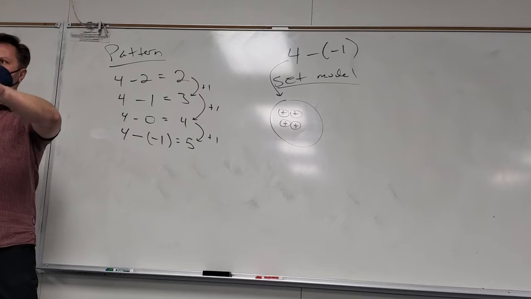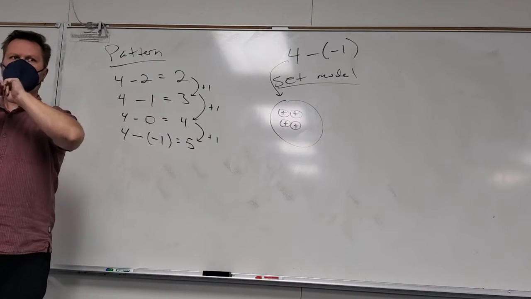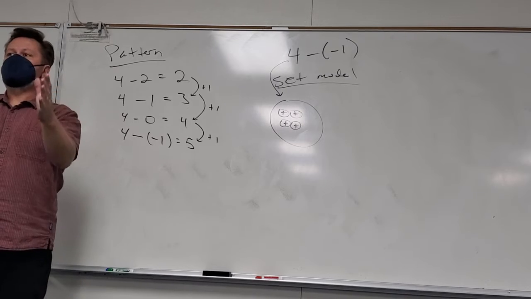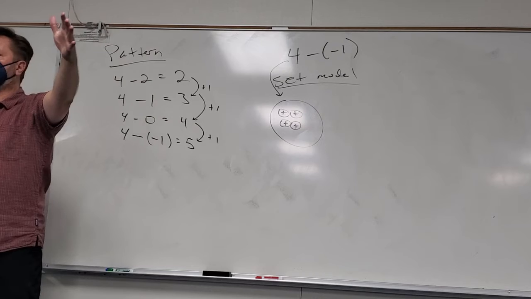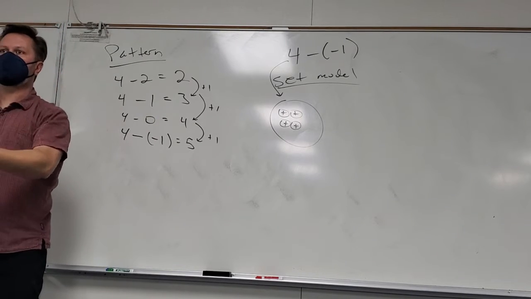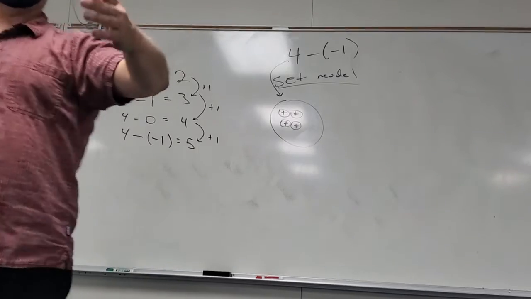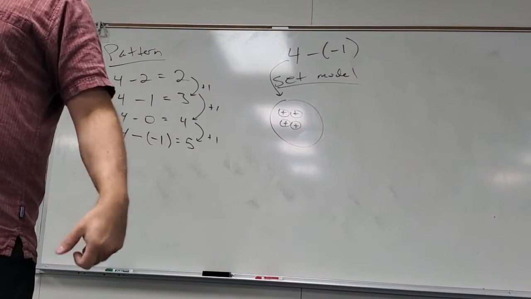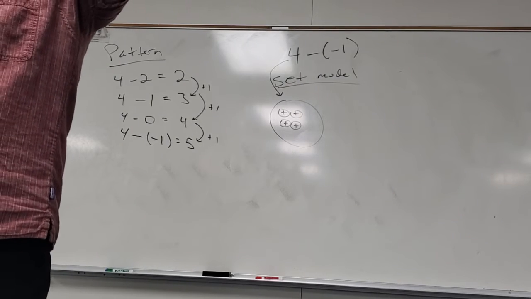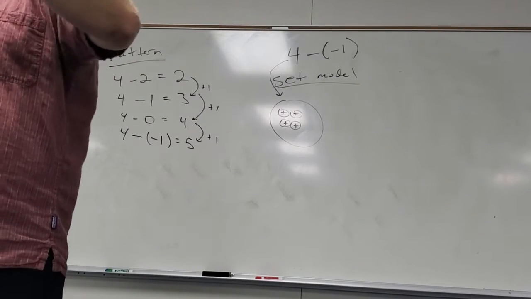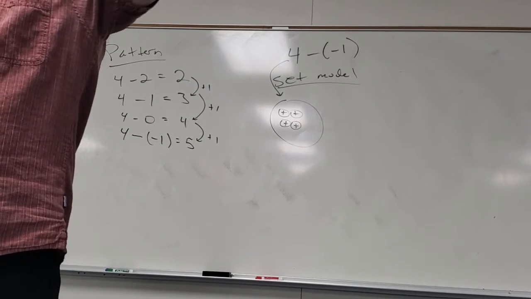I want you really with me, because this is where it gets a little bit trippy, but this is kind of cool. Do I have any negatives in there to take away? It's telling me to take one negative 1 away, but I don't have any in there, do I? What can I add to anything, and it'll stay the same? Zero. What is another way to say zero? No. Negative 1 plus 1. That's another way to say zero.